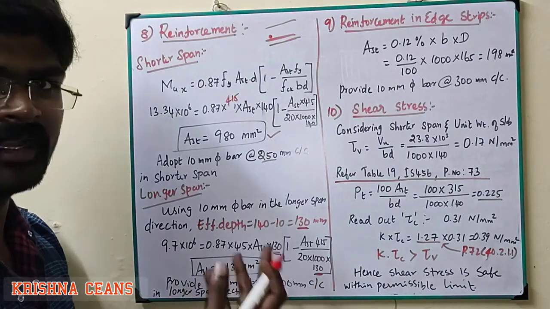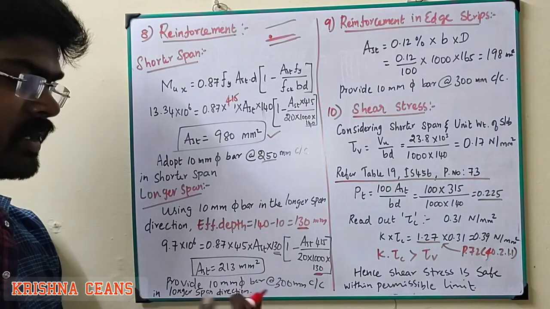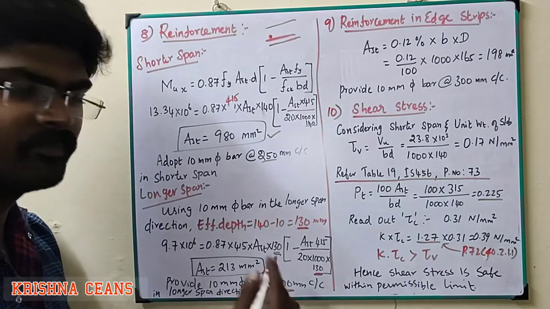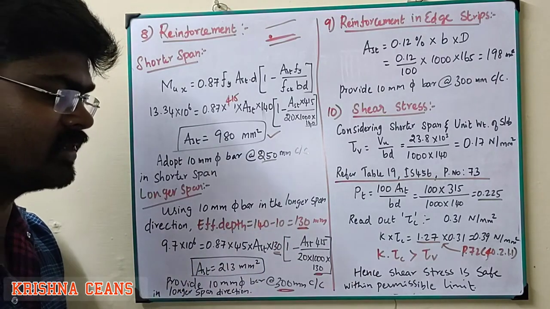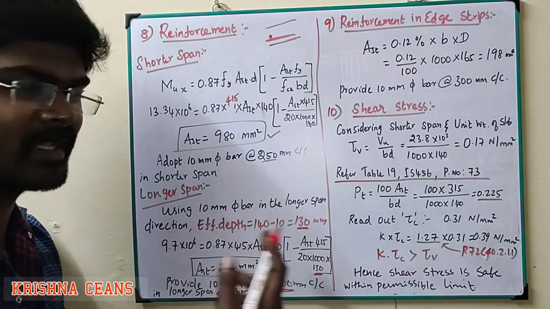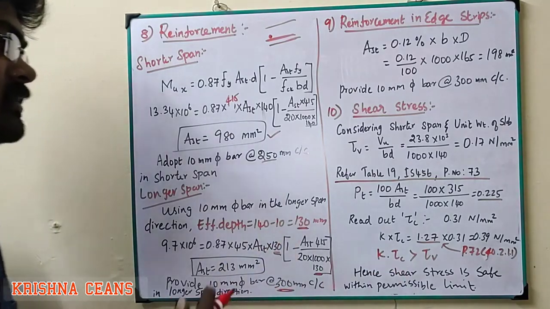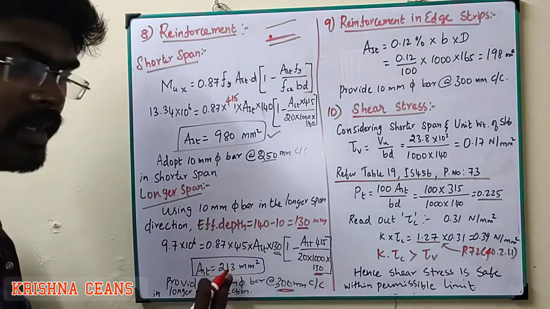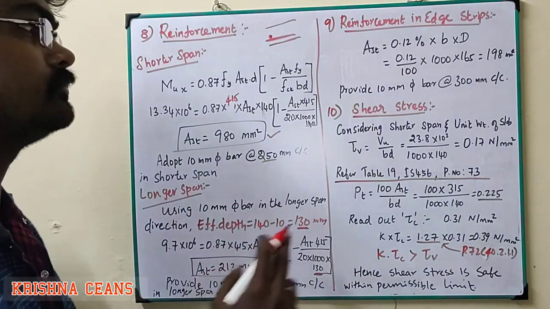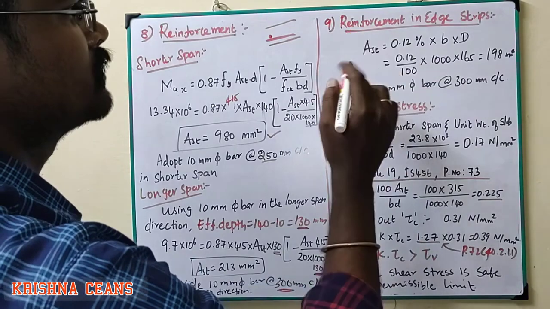So we need to provide at least a 10 mm dia bar. With 10 mm dia bar, we can manage the spacing. We will provide the longer spacing, 300 mm. Maximum spacing is 300 mm center to center in the longer span direction. So here 980 mm square, here 213 mm square. Next, reinforcement for the edge.